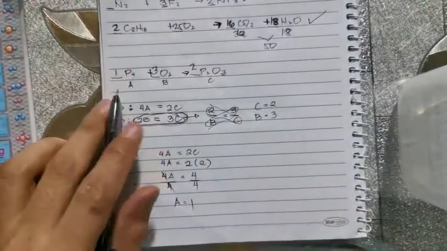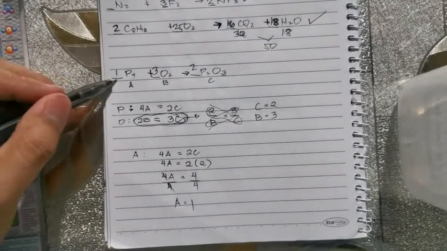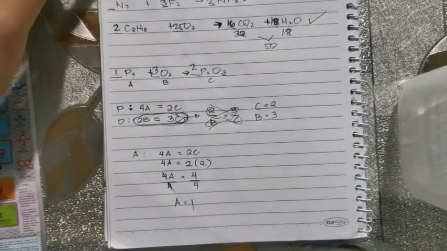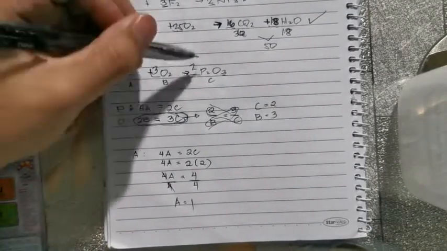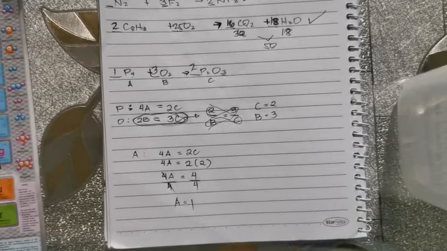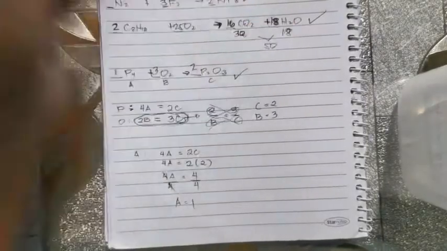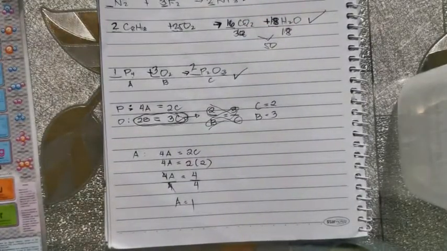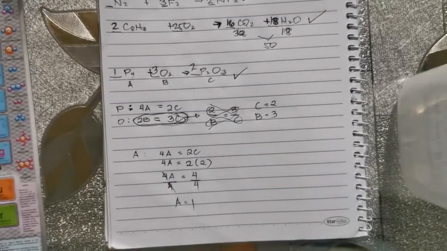So, tingnan natin kung magkapareho. So, sa taas, isa si phosphorus, tatlo kay oxygen, dalawa kay P2O3. So, pareho sila ng coefficient. So, that means our answer is correct. Now, ano ang kaibahan ng trial and error sa ating using algebraic expression?